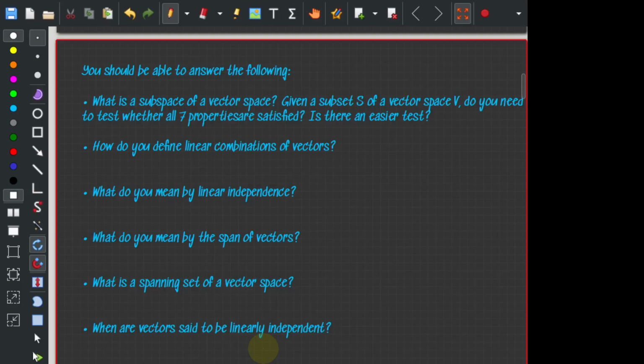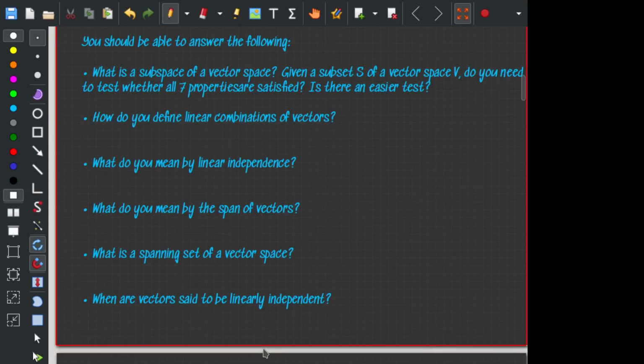Now, if I give you a subset of a vector space, and you want to know whether it's a vector subspace or not, then you have to check all the 7 properties. What is sufficient? Basically, if it is closed under all linear combinations, then it's also a vector subspace. So closure under linear combinations, it's enough to just check that.